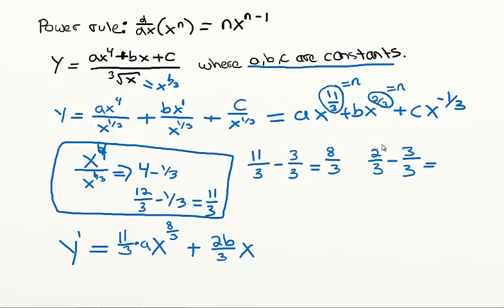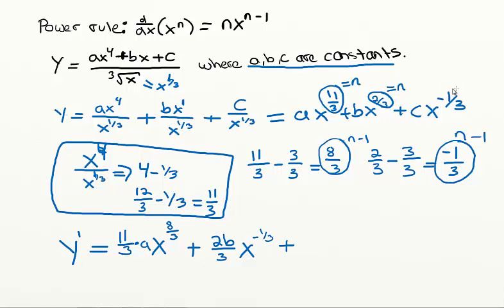What are we going to get? 2 minus 3, that's a negative 1, and then over 3. So that is our n minus 1. Right, so this was our n minus 1, as it was for our last problem. Alright, so we'll get a minus 1 over 3.